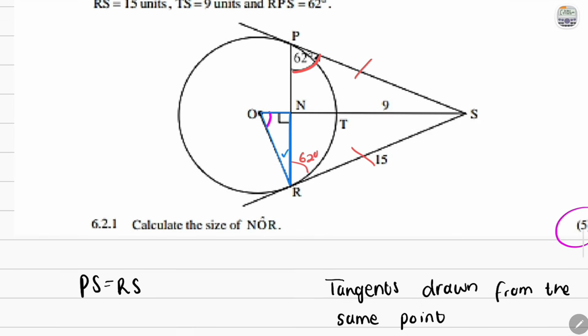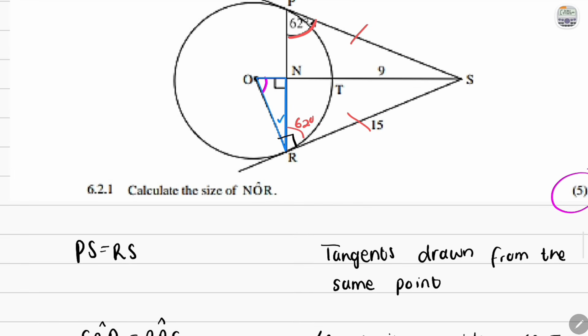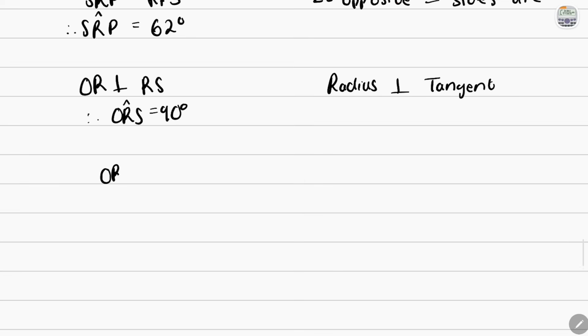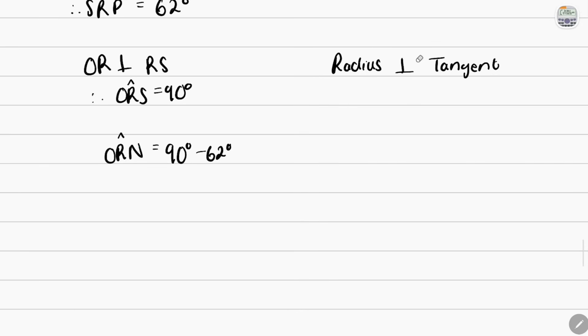Now that they are there, we can find this little angle. That is 90 degrees minus 62 degrees. That gives us this angle ORN. So angle ORN is found by saying 90 degrees minus 62 degrees, and we'll put our reason. That was our reason for it. So this is actually equal to 28 degrees.